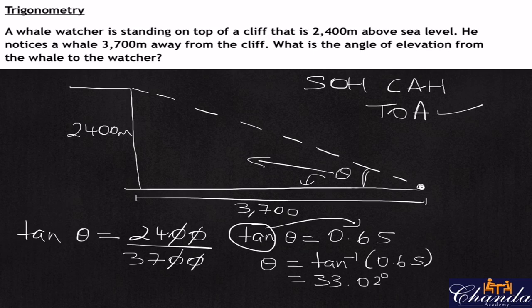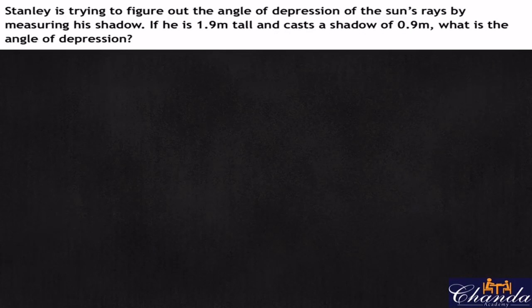Okay, let's move on to the next question. Okay, so this question says, Stanley is trying to figure out the angle of depression of the sun's rays by measuring his shadow. If he is 1.9 meters tall and casts a shadow of 0.9 meters, what is the angle of depression? So drawing this out, we have Stanley at 1.9 meters, quite a large man. Then he casts a shadow of 0.9 meters.